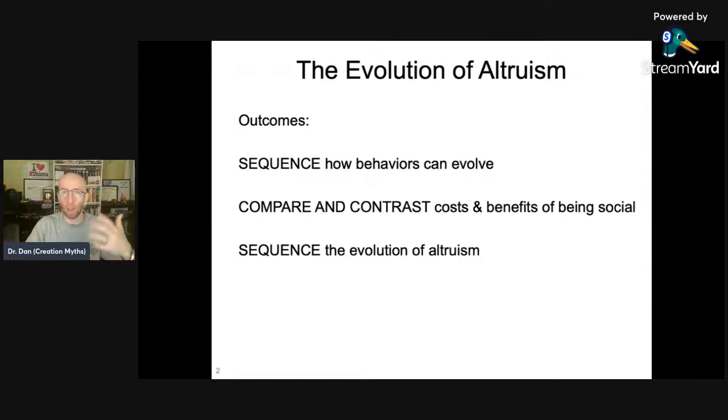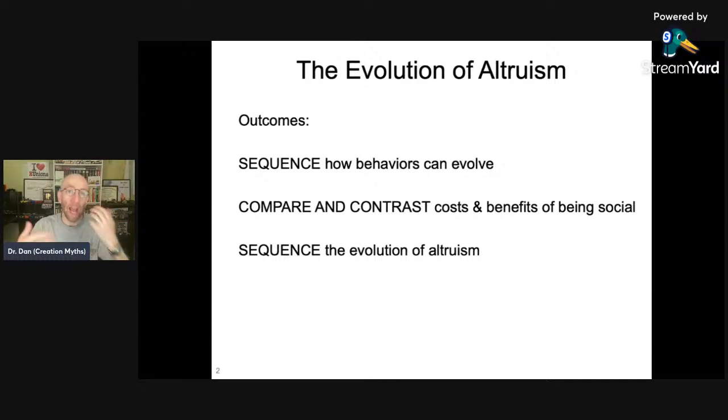We want to look at the costs and benefits of that style of living. That's just going to be on one slide, but that's going to be our lead-in directly into altruism, and that's going to allow us to then get to our third outcome, the evolution of altruism. So we want to look at the existence of altruistic behaviors, see what that means, and then ask if we can determine the evolutionary basis for those behaviors.